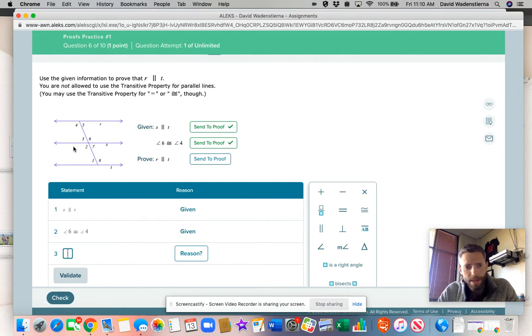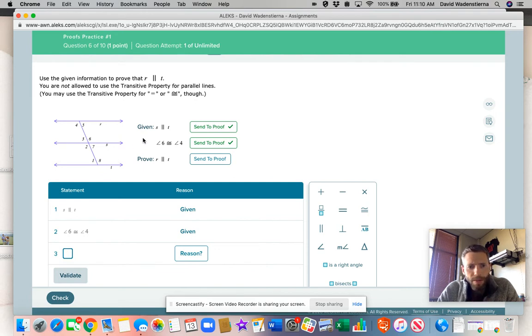I'm given S and T are parallel. So that means that any angles that involve lines S and T, any of those angle relationships that result from S and T being parallel, I can use those. I'm trying to prove R and T are parallel, okay? So I know that at the end of the proof, I'm going to have to use a converse reason to do that, okay?